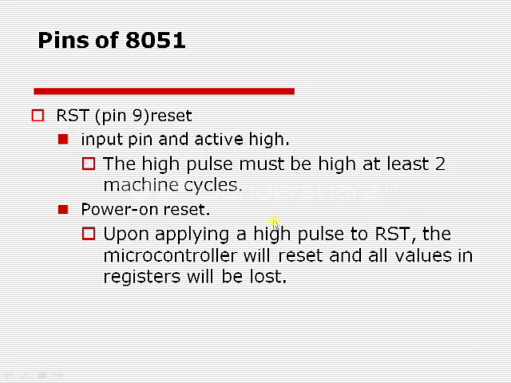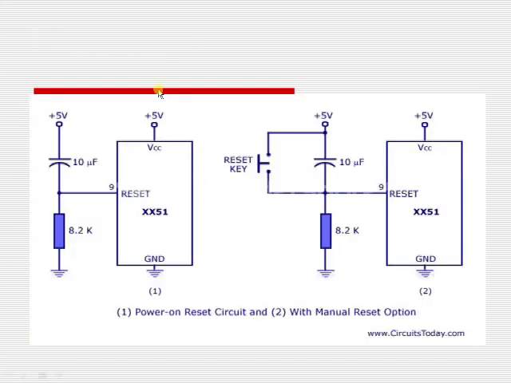It is difficult for us to give a logic high pulse manually for a period of 2 machine cycles. So that is why we'll design a circuit which is going to take care of this particular time duration, that is 2 machine cycles. Now this is how the circuit looks like, and this is the controller and this is the reset pin, to which one capacitor and resistor are connected, and one end of the capacitor is connected to positive 5 volts.